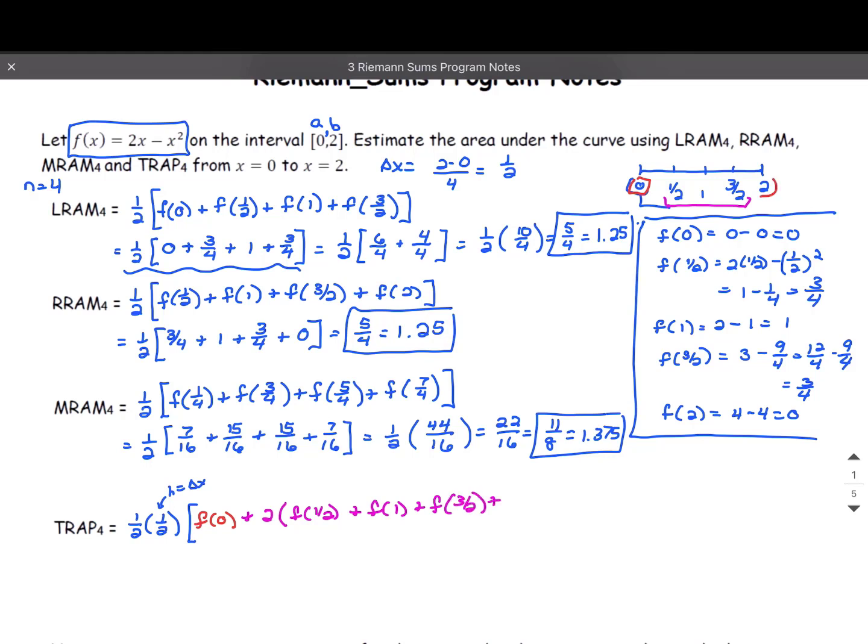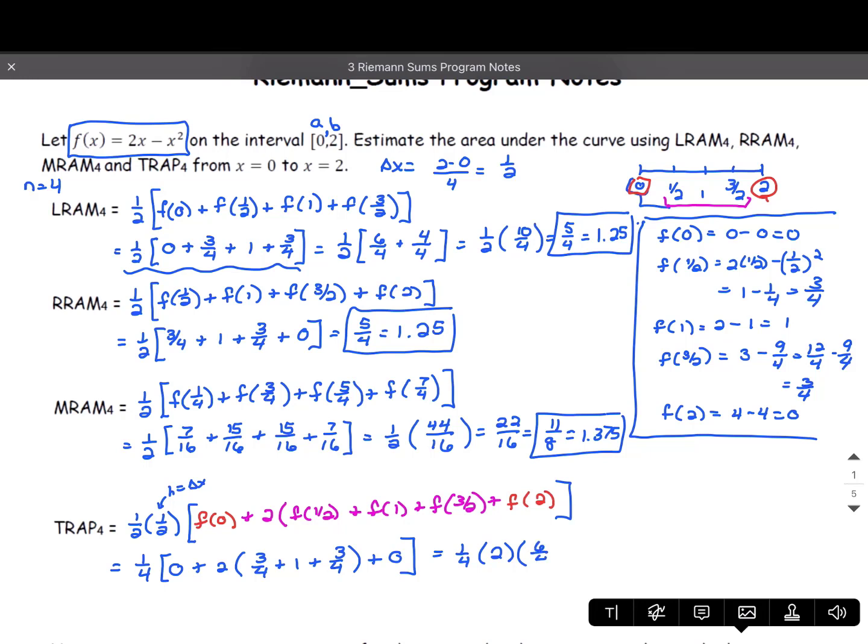And then we only use the right endpoint once. And then we close this up. So 1/2 times 1/2 is 1/4. F of 0 was 0, plus 2 times f of 1/2 was 3/4, f of 1 was 1, f of 3/2 was 3/4, plus f of 2 is 0. So we are looking at here again a 1/4 times 2 times 3/4, and 3/4 is 6/4, plus 1, which is 4/4.